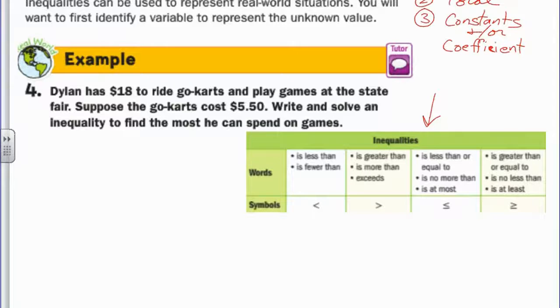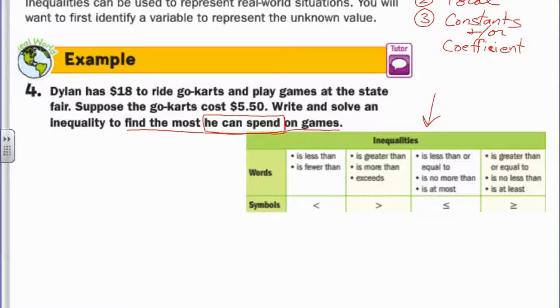Dylan has $18 to ride go-karts and play games at the state fair. Suppose the go-karts are $5.50. Write and solve an inequality to find the most he can spend on games. So what are we trying to find? It says find the most he can spend on games. So what variable would I want to stand for that?